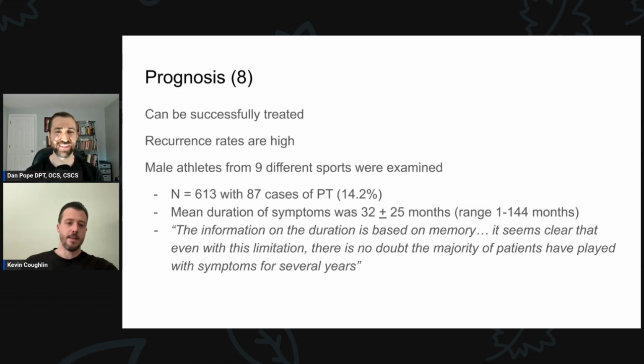Yeah. And then, finally, just a little bit on prognosis. We can definitely treat these things successfully. One thing that's important to understand is that recurrence rates are high. And then just a couple statistics here. Male athletes from 9 different sports were examined, and the mean duration of symptoms, pretty wild, was 32 months plus or minus 25 months. So do the math there. That's a lot. And then another paper was showing that the range could be between 1 and 144 months.